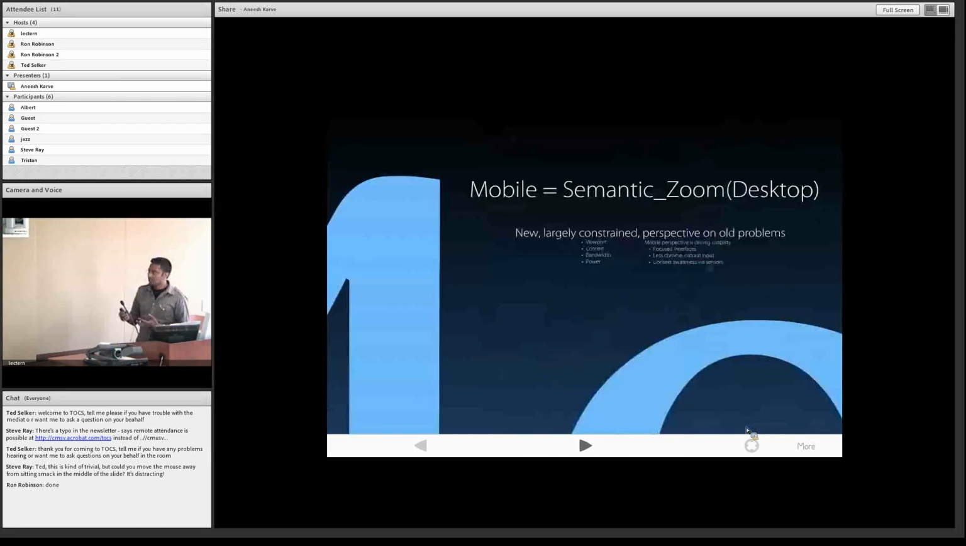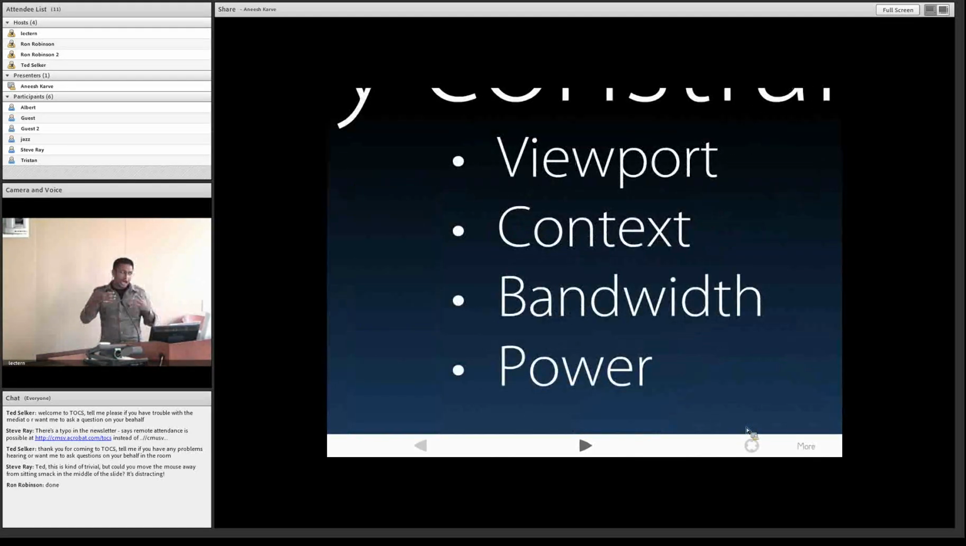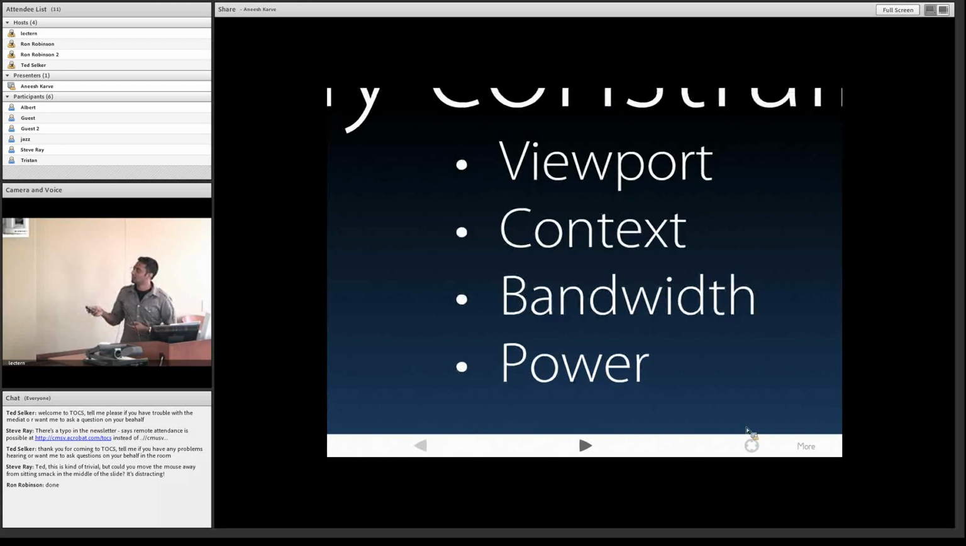And what I would like to suggest to you is that the operant constraints, in terms of the forces that are acting on mobile designs and also desktop designs, but we didn't realize it because we never had to design so tightly to these constraints, are viewport, context, bandwidth, and power. And we're going to come back and talk about each one of these.